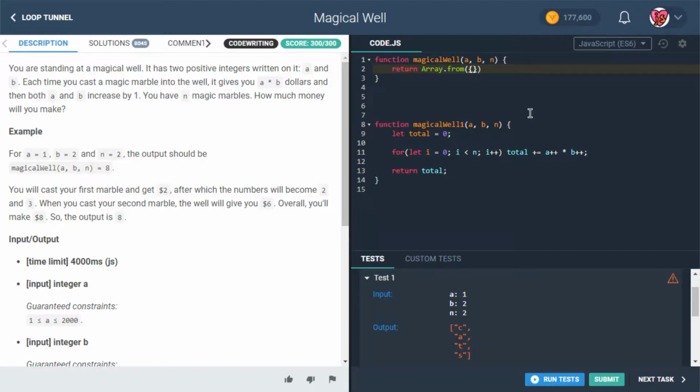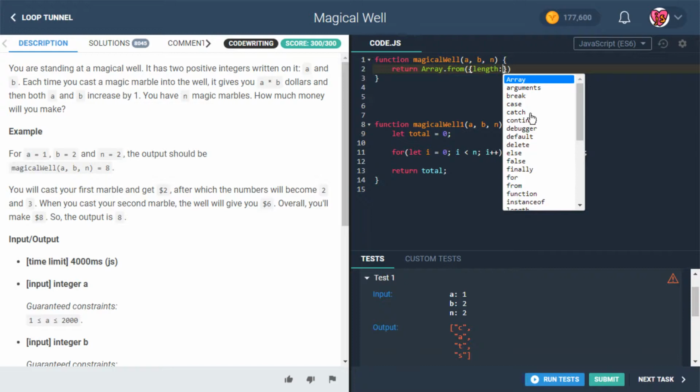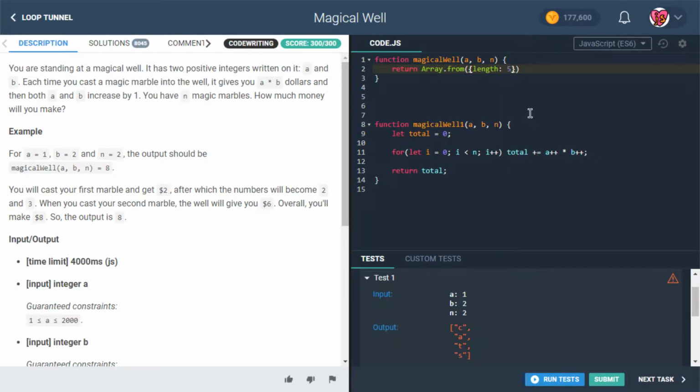But specifically what I want to do for this one, this is kind of strange, but we can just have an object and all it has is a length property. An object doesn't normally have a length property, but an array does. So I think this almost tricks it into giving us an array of that given length. It starts out as all nulls.